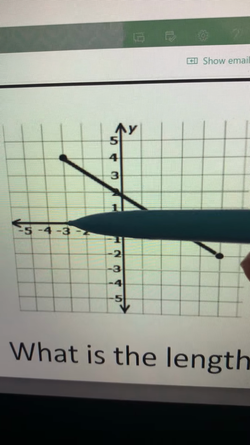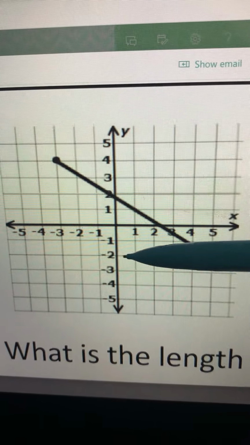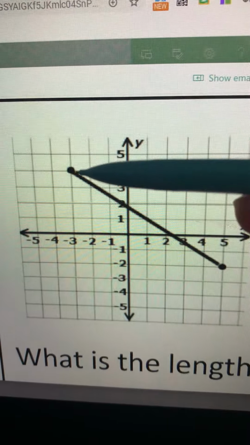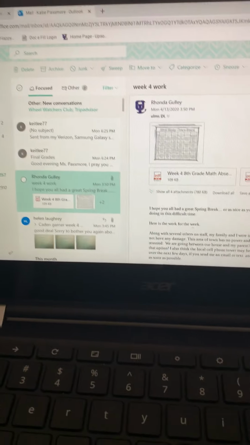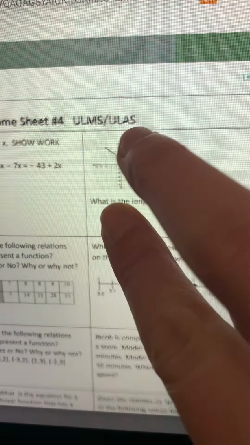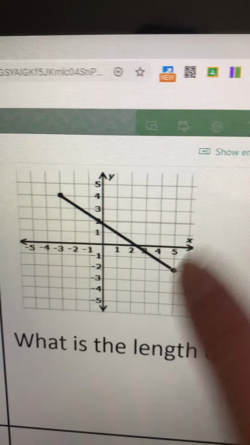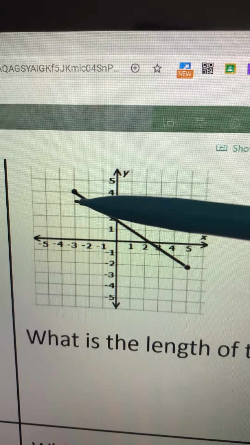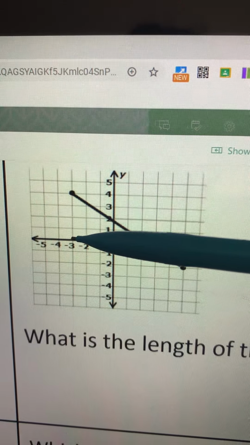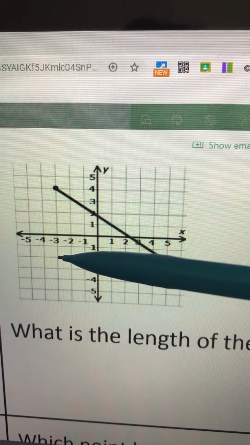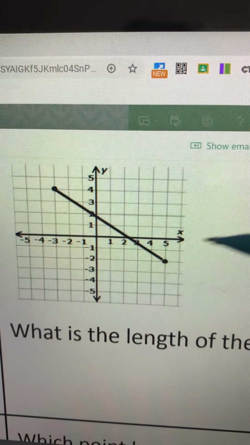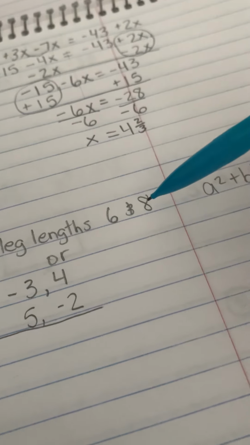So we can make this into a right triangle by going down and then over. Here we go. And if I count my units down, I go down 1, 2, 3, 4, 5, 6, and then over, I'm going to go over 8 units. So I know that my leg lengths are 6 and 8.